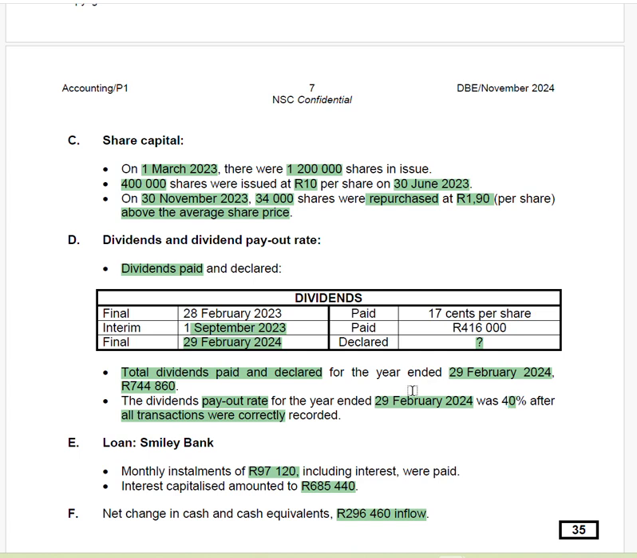How are we going to get that? We're going to say 744,860, which is the dividends, divided by 40%. Why are you dividing by 40%? Because in order to arrive at this amount, they had initially said profit after tax times 40%. So you need to inverse or reverse that in order for you to be able to get to the profit after tax. So we're not going to get the profit after tax by saying the total dividends that were paid and declared for the year, then you multiply by 40%.